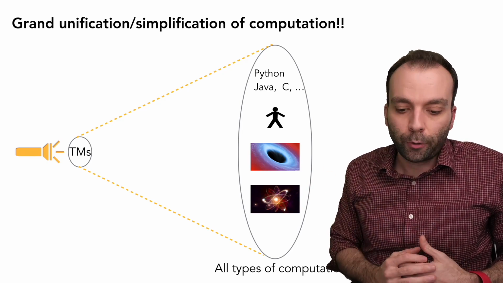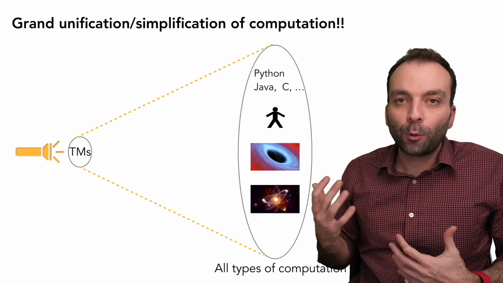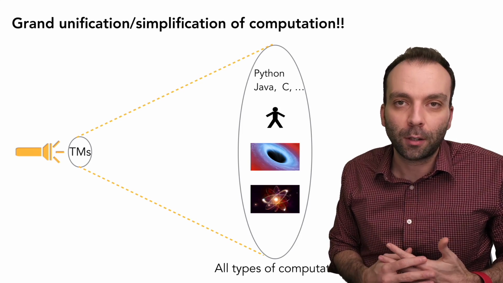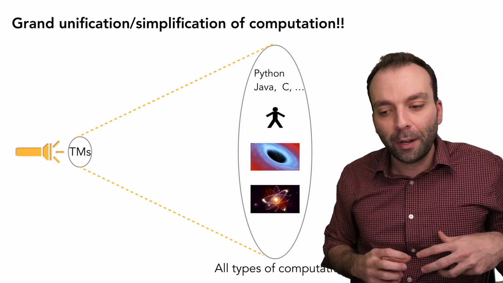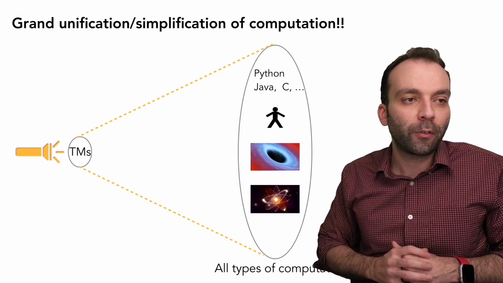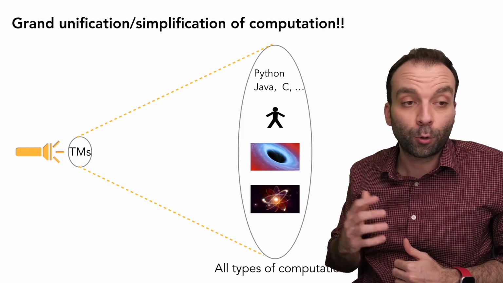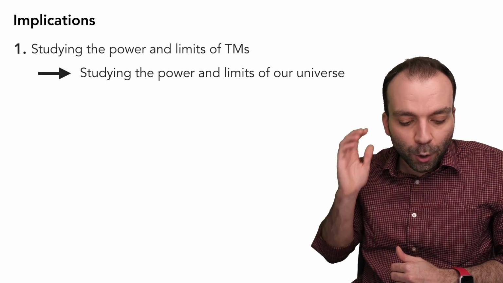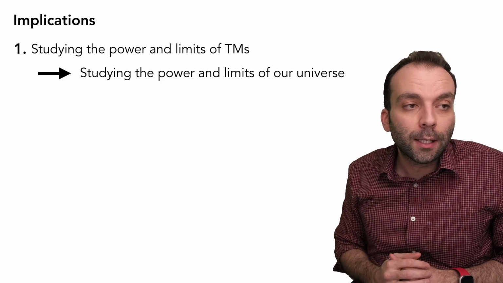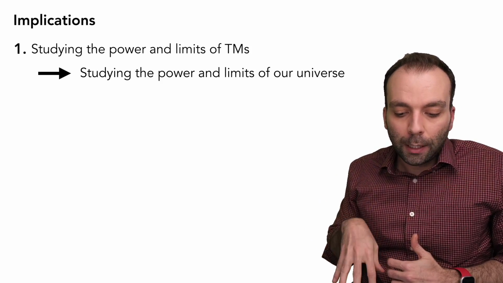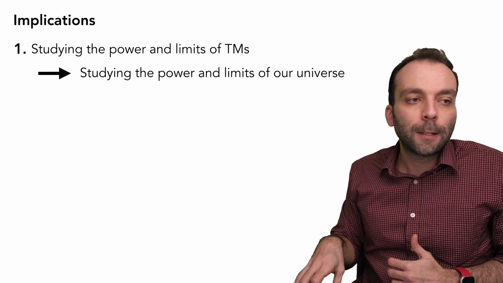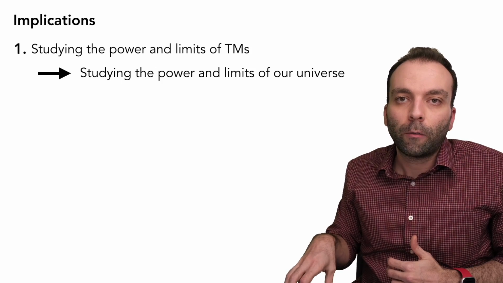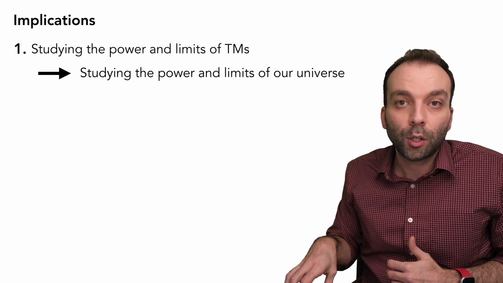Theory in computer science. Similar to other fields, like biology, where you might say the theory of evolution is a grand unification theory, right? So it's a simple theory that explains a lot. And our grand unification theory is, I would say, the Church-Turing thesis or the extended Church-Turing thesis. So what are the implications of this? Well, one implication is that studying the power and limits of Turing machines or quantum machines is actually equivalent to studying the power and limits of our universe in terms of its computational capacity.